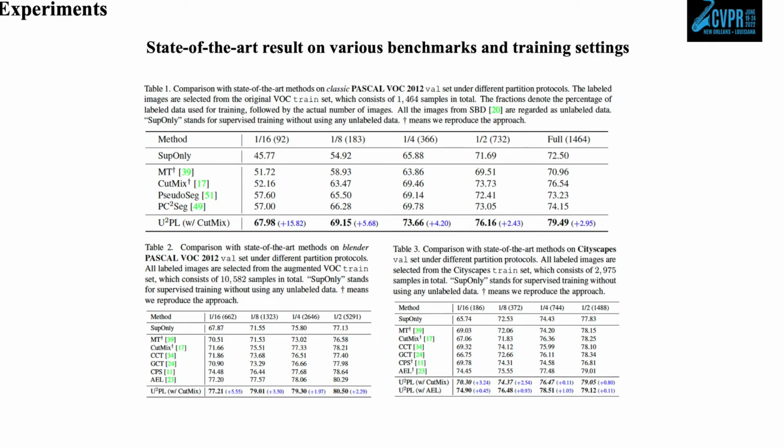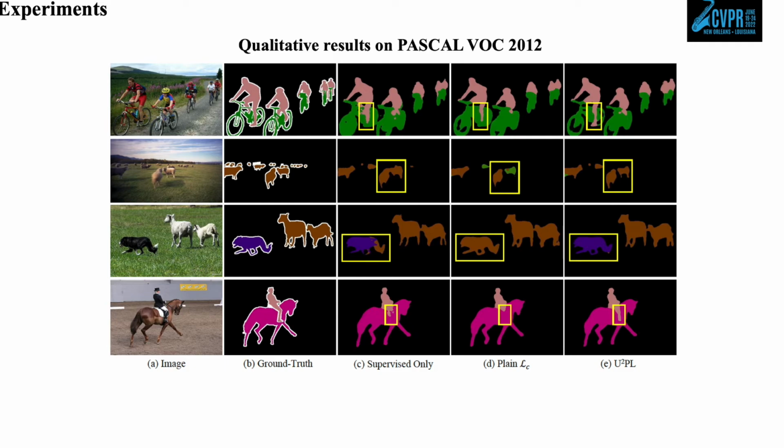These are qualitative results on the Pascal VOC 2012 dataset. From left to right are input images, hand-annotated labels for the corresponding image, results from only labeled images used for training without any unlabeled data, the vanilla contrastive learning framework, where all pixels are used as negative samples without entropy filtering, and finally predictions from our U2PL. Yellow rectangles highlight the promotion of segmentation results by adequately using unreliable pseudo-labels.